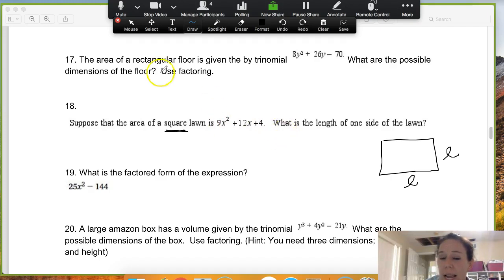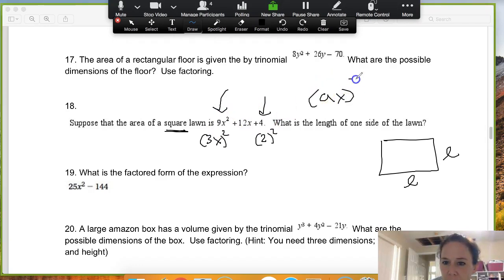It's a perfect square, and this is how I can tell. Is my first term a perfect square? Well, it is. It's 3x squared. Is my last term a perfect square? It is. It's 2 squared. Now, if I have ax squared plus something plus c squared, this middle term is going to be 2 times a times c. If it's a perfect square trinomial, that's the pattern.